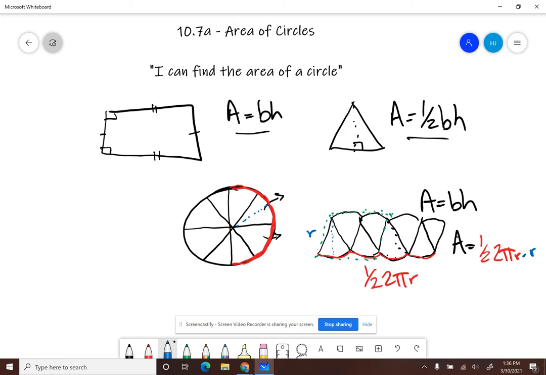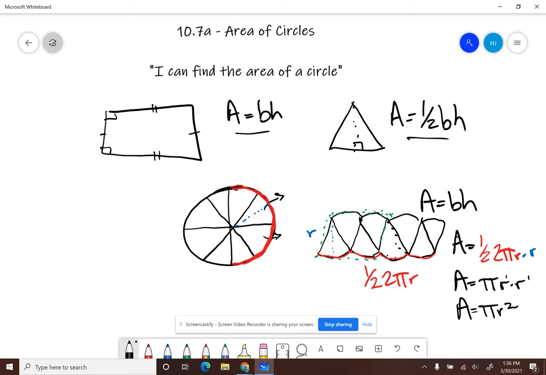So let's think about what happens here. Area equals, well, what's 1/2 of 2? It's just 1, so that really just goes away. What I have is pi r times r. I can simplify that even more because r times r is the same as r to the first times r to the first, and when I multiply exponents with the same base, I add those exponents. So I end up, ladies and gentlemen, with a formula of area equals pi r squared.